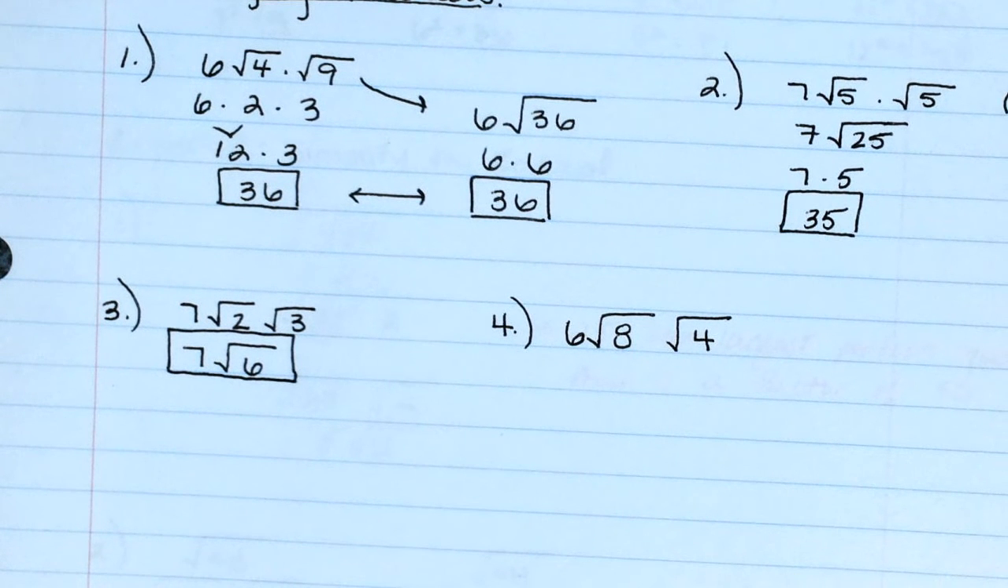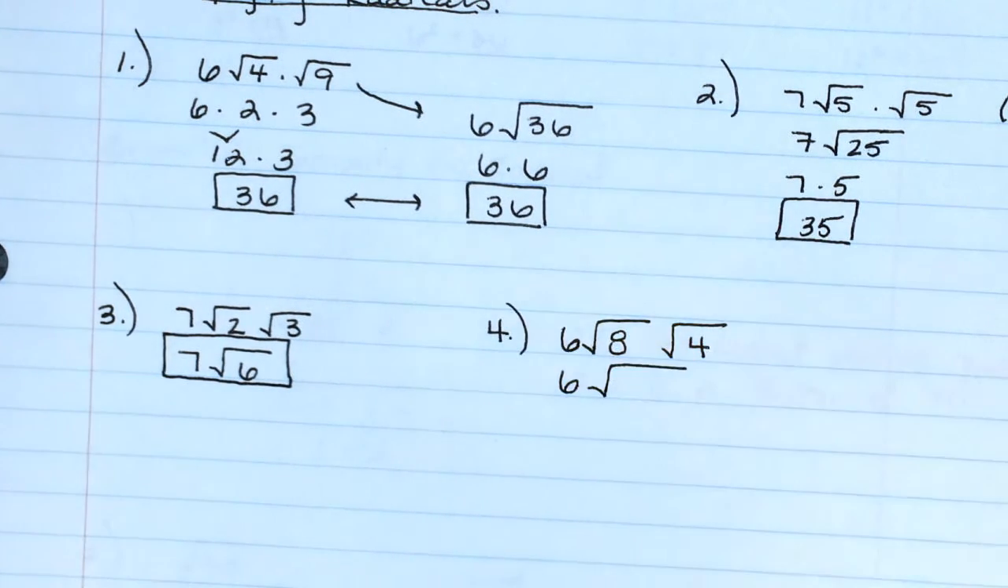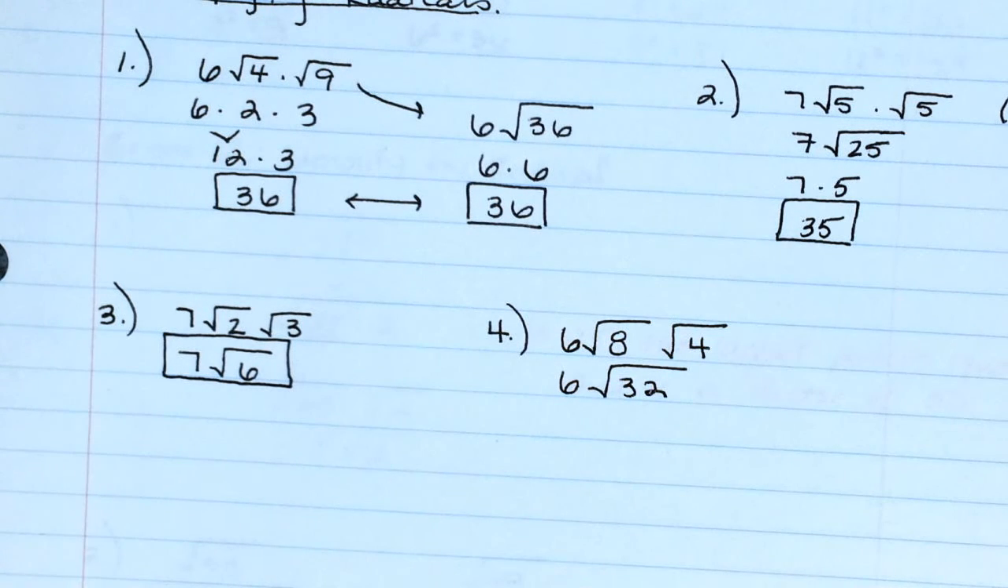What do you want to do this time? What is it? Yep, you want to multiply 8 and 4. So 6 times the square root of, what is 8 times 4? 32. We're on our way there.